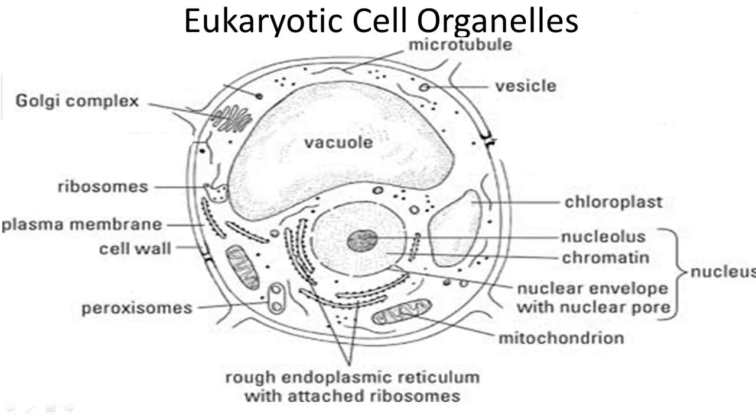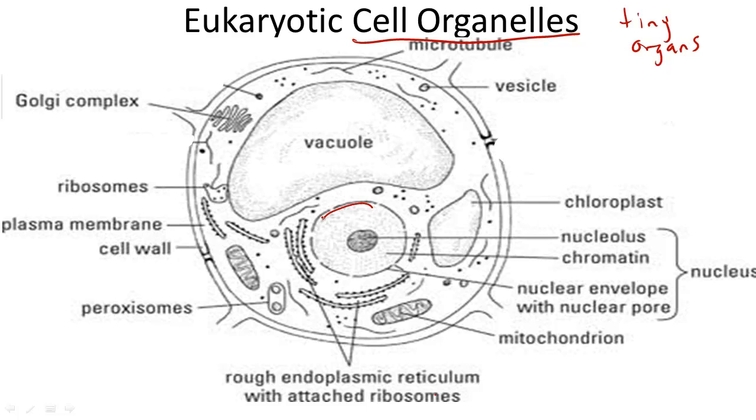Eukaryotic cell organelles. Cell organelles should be thought of as tiny organs. These membrane-bound structures carry out a specific function for the cell, and there are many of them, as you can see. Let's briefly walk through a definition of these organelles found in eukaryotic cells.